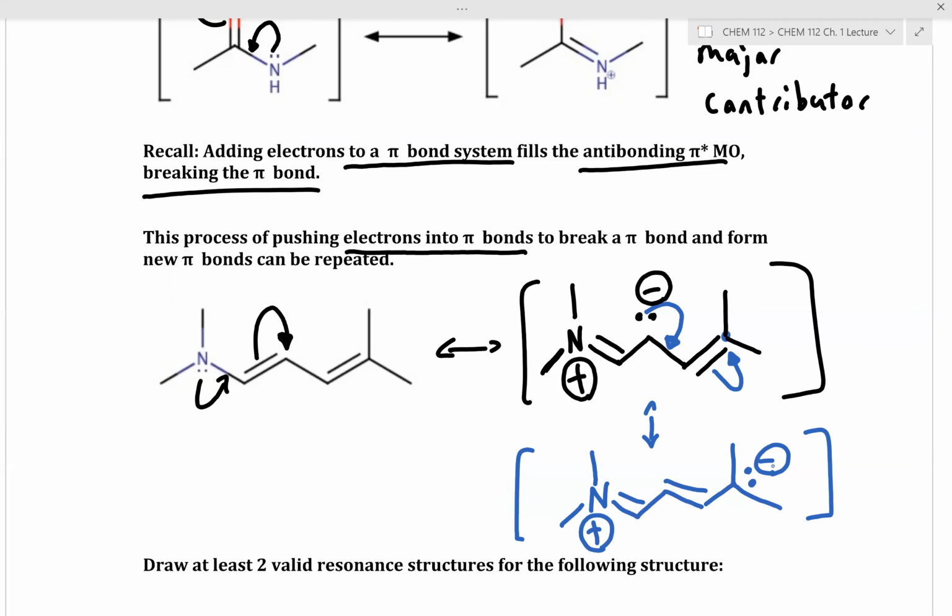Now, a key takeaway from looking at this picture, if we think about the idea of the resonance hybrid as the weighted average of all of our resonance structures, if we look at this single bond, is this single bond a true single bond in terms of its character? If we look at all these resonance structures, is that single bond a true 100% single bond? No. We see some double bond character in some of our resonance structures. So this single bond is typically stronger than a typical single bond.